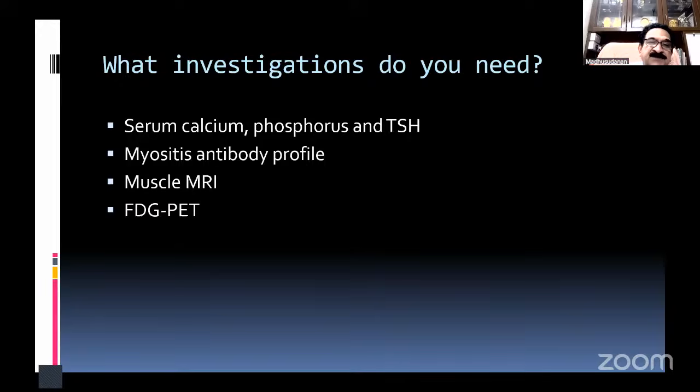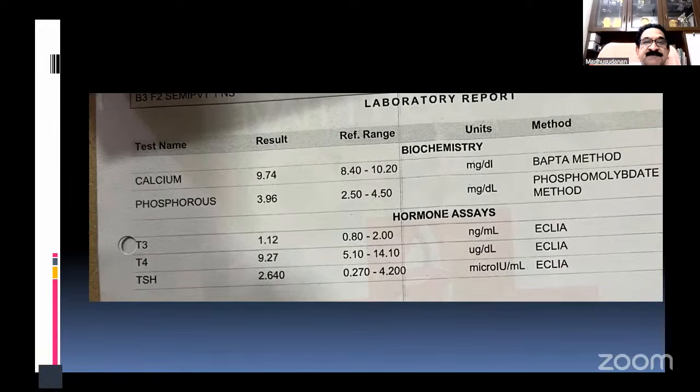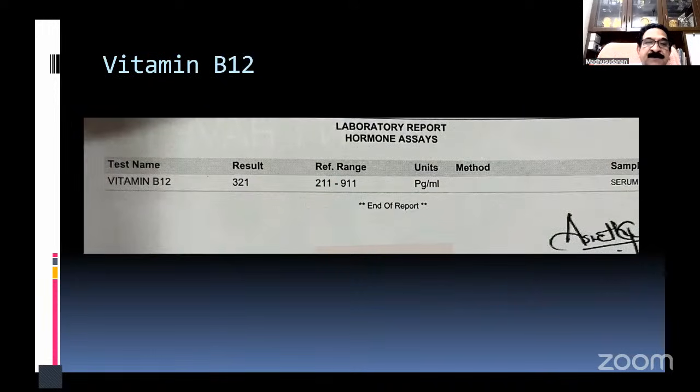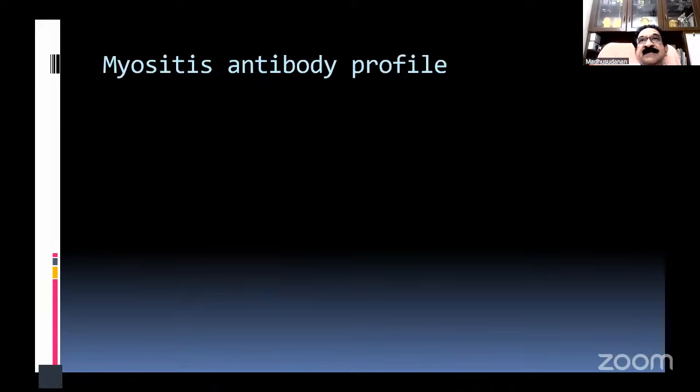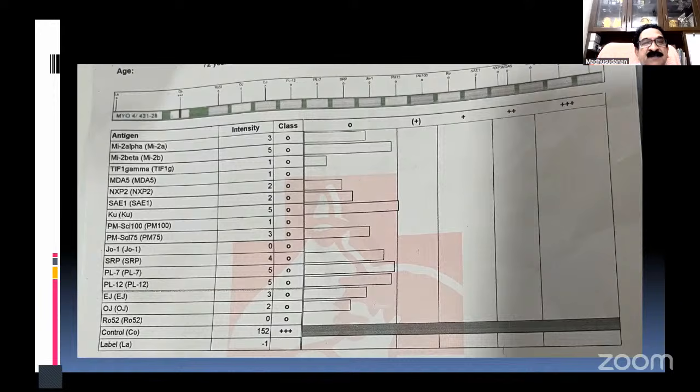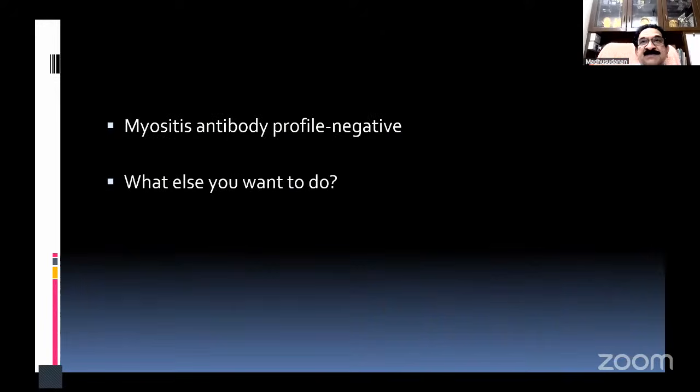Okay, so I'll show you one by one. This is the serum calcium done, 9.7, normal. Thyroid normal, phosphorus normal. Vitamin B12 was normal, homocysteine was normal. This is the myositis antibody profile. All were negative. This MDA, NHP, TIF1-gamma, all were normal. Then what else do you want?